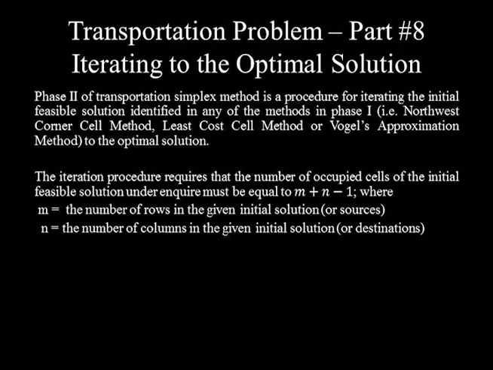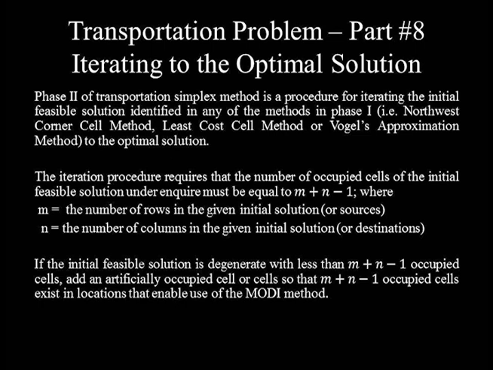If the initial feasible solution is degenerate with fewer than m plus n minus 1 occupied cells, add an artificially occupied cell or cells so that m plus n minus 1 occupied cells exist in locations that enable use of the MODI method. MODI method is the modified distribution method, which is used to identify the incoming cells.